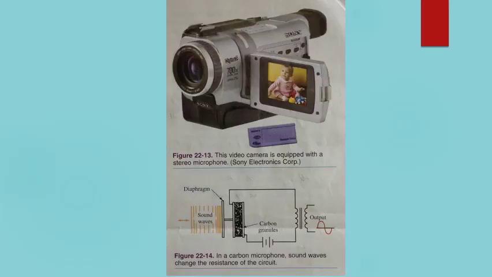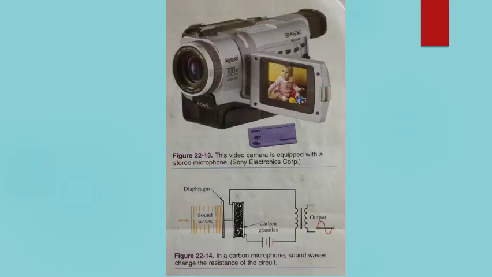Figure 22-14 shows a diagram of a carbon microphone that is shown on the bottom of the screen. Granules of carbon are packed in a small container. Electrical connections are made to each side. A transformer and a small battery are joined in series with the carbon. A diaphragm is attached to one side of the container. This diaphragm is sometimes called a button. Sound waves strike the diaphragm button and cause the carbon granules to be compressed or pushed together.